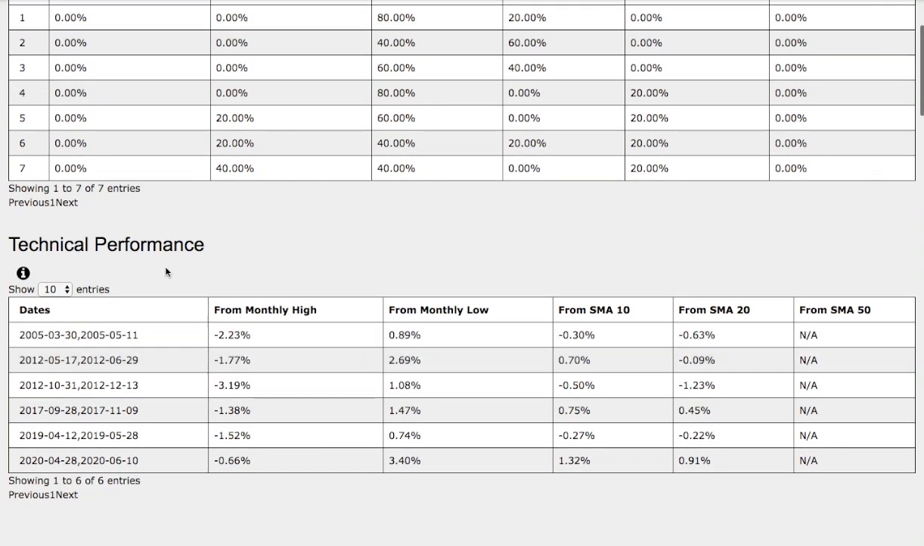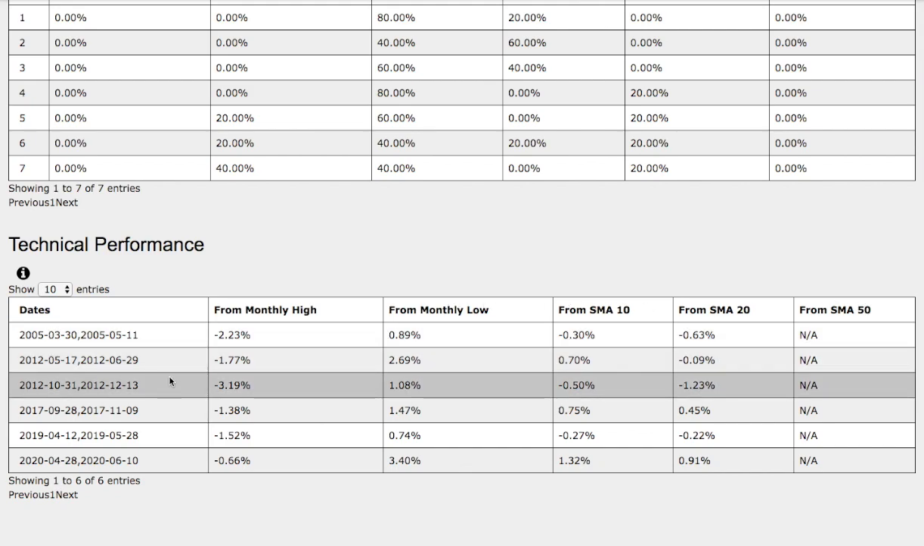Let's examine closer the technical performance of each model. On the current trend that we're in, we're down 66 basis points from the monthly high, up 3.4% from the monthly low, up 1.3% from the 10 simple moving average, and up 91 basis points from the 20-day simple moving average. And we don't have a 50-day simple moving average because we're only examining a 30-day trend.